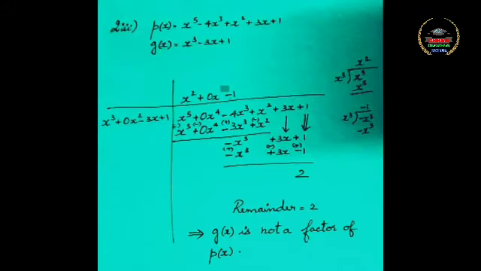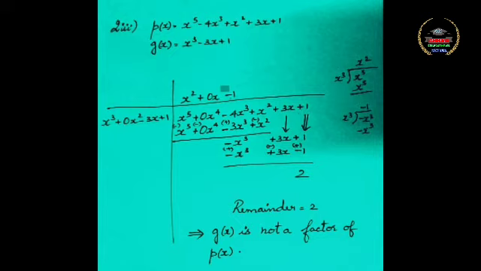I will do the third subdivision for you. In the third subdivision, p of x is x power 5 minus 4x cube plus x squared plus 3x plus 1. G of x is x cube minus 3x plus 1. So when we are going to write in the division, you are going to write p of x as x power 5 plus 0x power 4 minus 4x cube plus x squared plus 3x plus 1. And you are going to write the divisor as x cube plus 0x squared minus 3x plus 1.